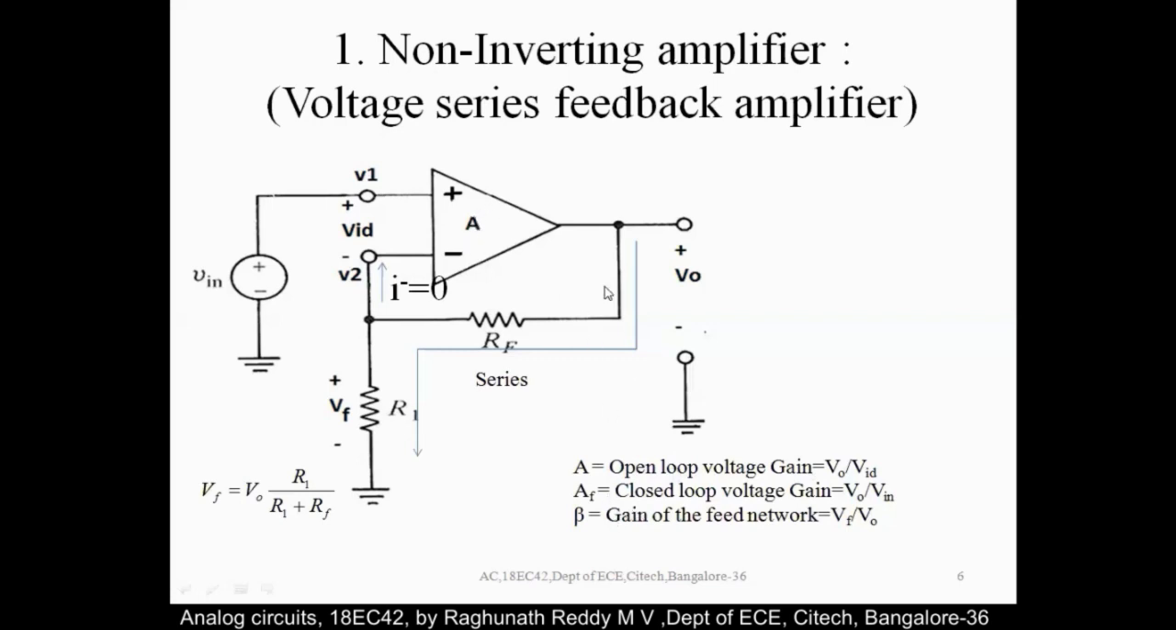Next, after connecting the feedback, the gain we will get is V0 to V in. So the closed loop voltage gain equals V0 by V in. Beta is the gain of the feedback network. The output of the feedback network is VF, and the input to the feedback network is V0. So VF by V0 is called the gain of the feedback network, or beta.